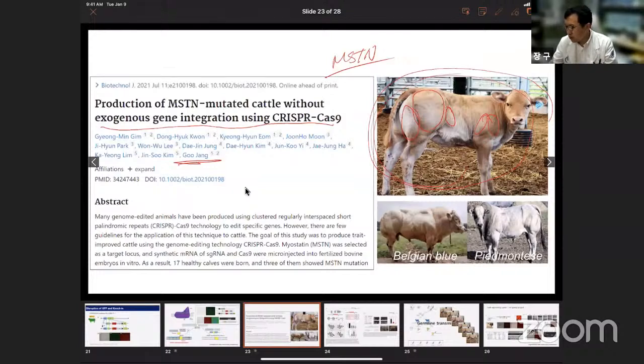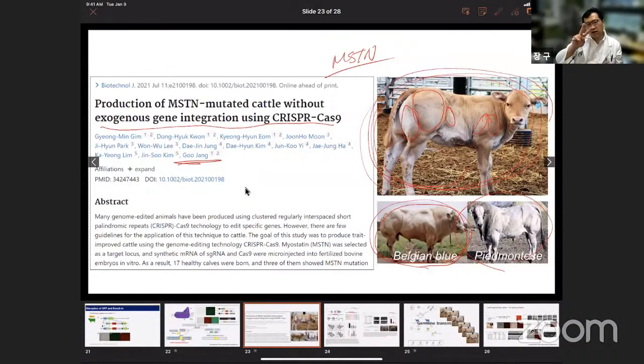Take a look at this beautiful image. This is a very similar breed, Belgian Blue and Piedmontese. These are very representative breeds. This is a natural mutation. It was well established by natural breeding over 50 years. Fifty years is a long, long history.